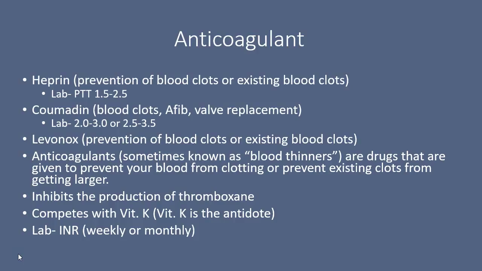Coumadin will prevent or take care of blood clots. It will prevent blood clots caused by AFib or valve replacement. That lab is an INR, which will be 2.0 to 3.0, or based on the severity of your patient's conditions, could be 2.5 to 3.5. Lovenox is also a prevention of blood clots or existing blood clots. That usually we give in the hospital for those patients who are usually walkie-talkies but are kind of stuck in bed for whatever reason.